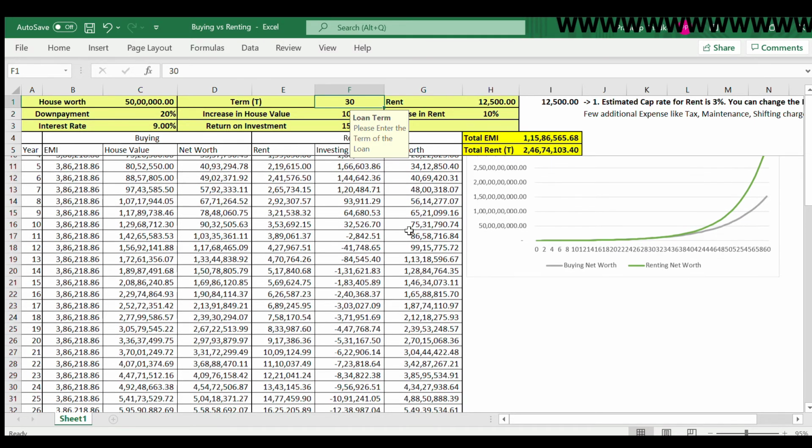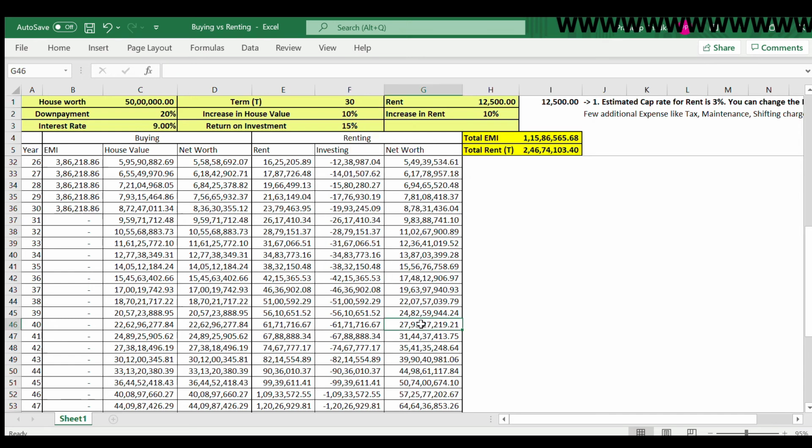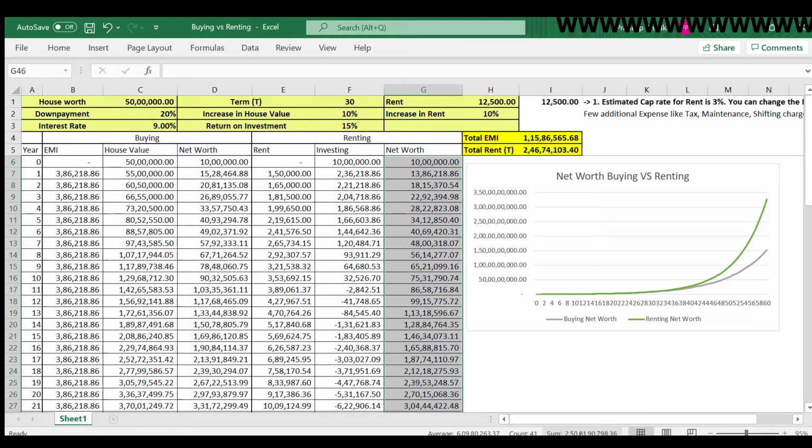So in case, let's say, you wanted to take it for 40 years, what you have to do is just select this and you will receive a sum stating you would have paid around 2.5 crore over a course of 40 years, assuming an increase in rent of around 10%, and you will continue to stay in the same house or the equivalent house. So this gives you a very nice outlook in terms of your financial net worth in case you bought a house versus you rented a house.